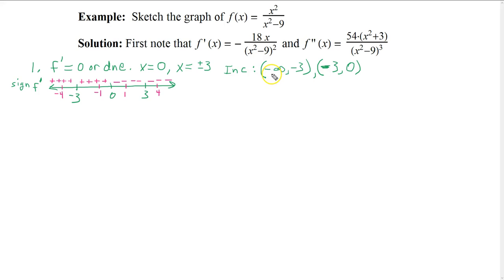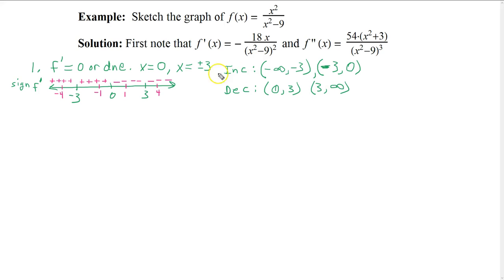So we should not say we're increasing across a vertical asymptote. That's why we left the increasing interval broken up as two separate intervals instead of just saying negative infinity all the way up to 0. And decreasing is the same thing. We're going to go from 0 to 3, and then 3 to infinity. And same reasoning, we don't want to say we're decreasing from 0 to infinity because we have a vertical asymptote at 3.